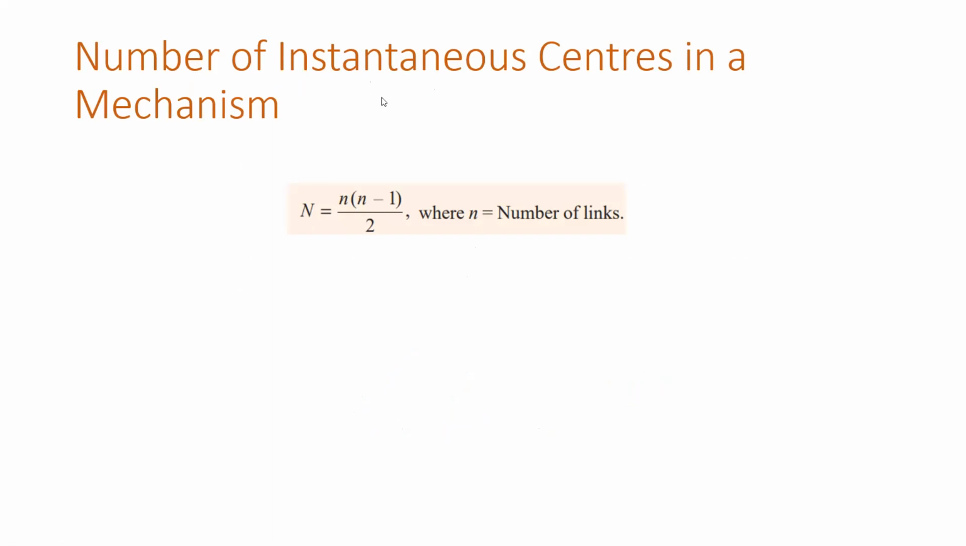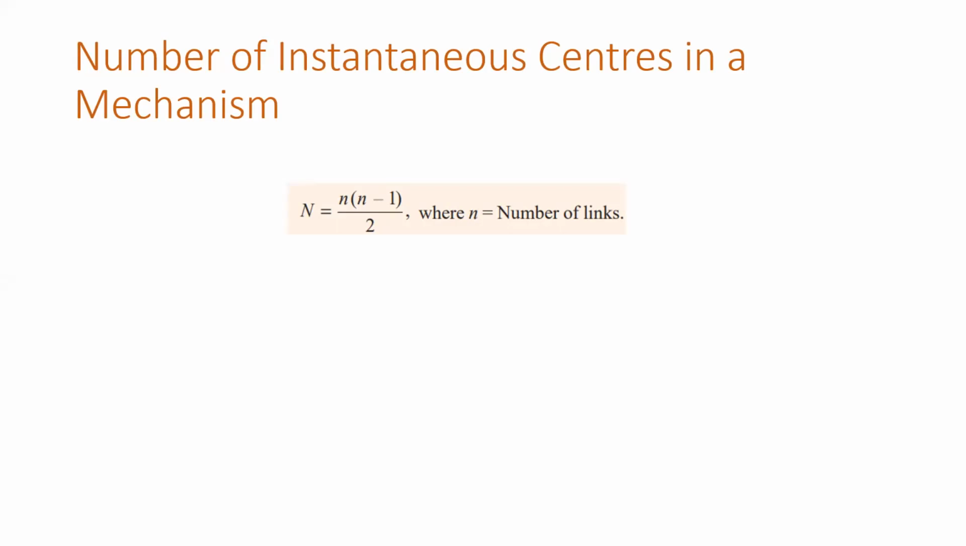So in a mechanism, there are a number of links, right? And we are defining ICR for any two links, any combination of two links. So in such a scenario, how many ICRs are possible in any mechanism? You can easily say that the number of combinations of the links you can make in a mechanism will be equal to the number of ICRs.